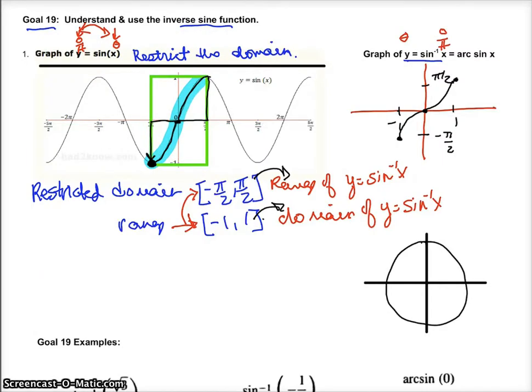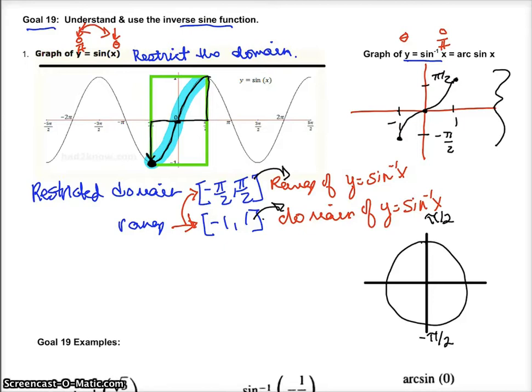Finally, before we start actually working with inverse sine functions, I want you to see how this graph of inverse sine of x shows up on the unit circle. I know my placement of negative pi over 2 and positive pi over 2 on the unit circle: negative pi over 2 is on the negative y-axis, and positive pi over 2 is on the positive y-axis.